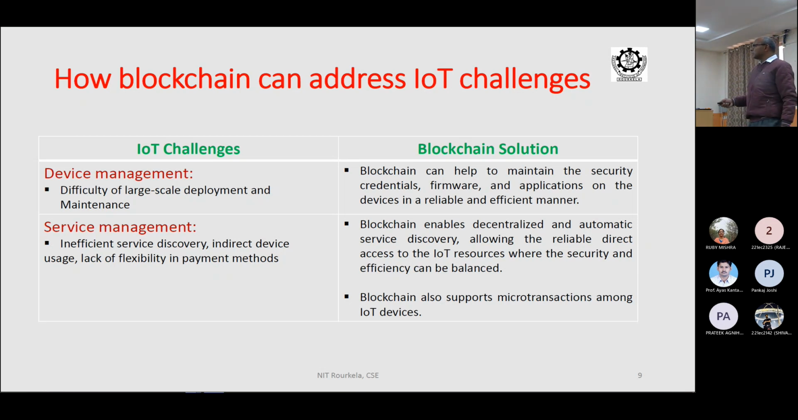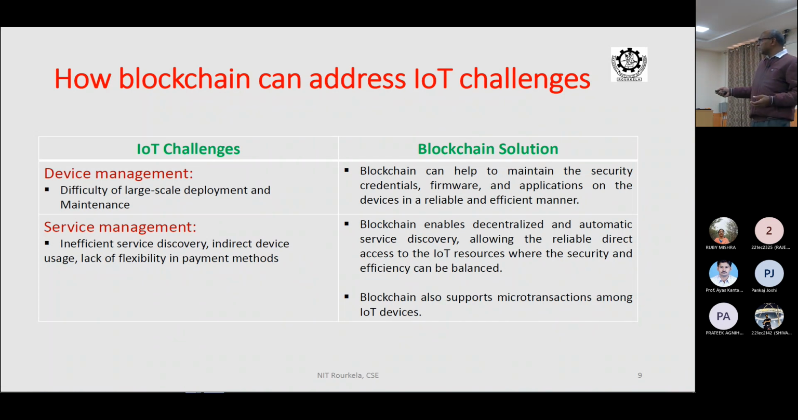Then service management. The IoT infrastructure has inefficient service, indirect device usage, and a lack of flexibility in payment methods. So all these problems are there, and you can overcome them through the blockchain. Blockchain enables decentralized, automatic service discovery. Look at service discovery: you need a service, so you have to query a service provider, and once you query the service provider, you get a response. After that, you know that this particular service is available. So this is the indirect, inefficient way of querying in the existing IoT infrastructure.